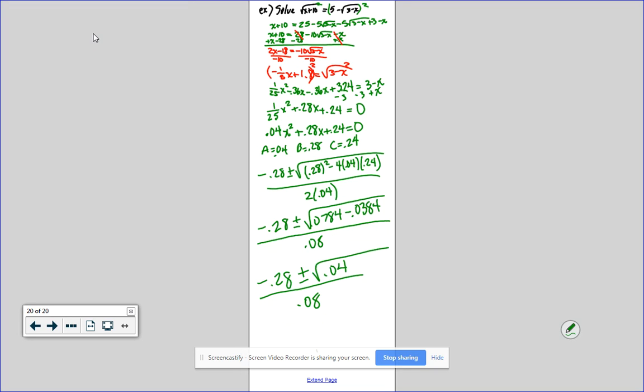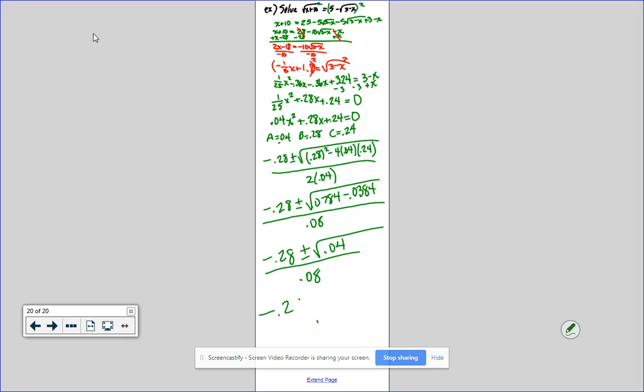Is it 0.02? No, it's 0.2. Sorry, 0.2. I always forget to take the square root. So my two answers here: I've got negative 0.28 plus 0.2 divided by 0.08, and I also have negative 0.28 minus 0.2 all over 0.08.